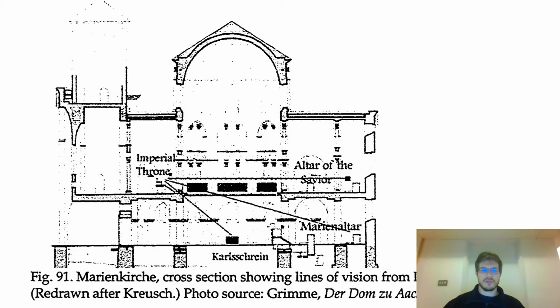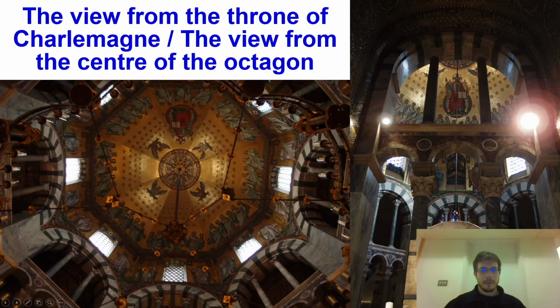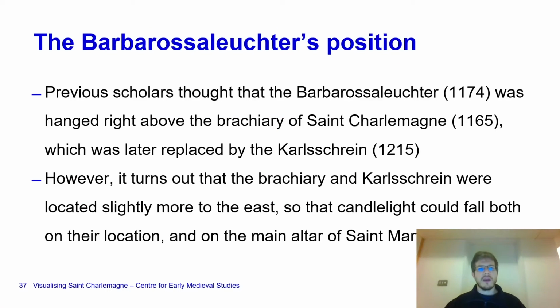It functions like this. So the chandelier would be hereabouts, so you can see it today from above when you visit. Once again, this is his view on the throne. And now we discuss the Barbarossaleuchter's position.